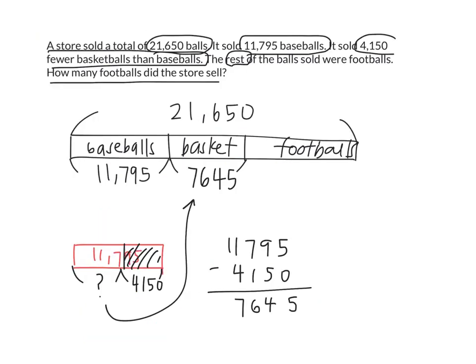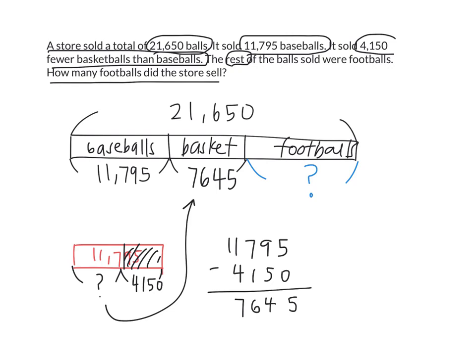So for this question, we can find out the number of basketballs sold by subtracting 4,150 from the number of baseballs because it tells us it sold fewer basketballs than baseballs. Now, we know that they sold 21,650 balls altogether, and we know how many baseballs and basketballs they sold, and that the rest were footballs. The question is asking how many footballs, so how can we find out how many footballs they sold?